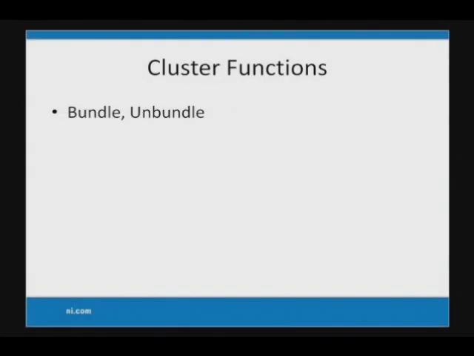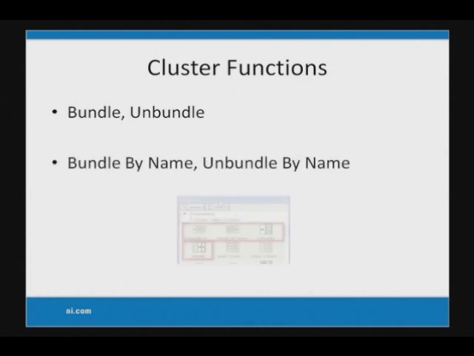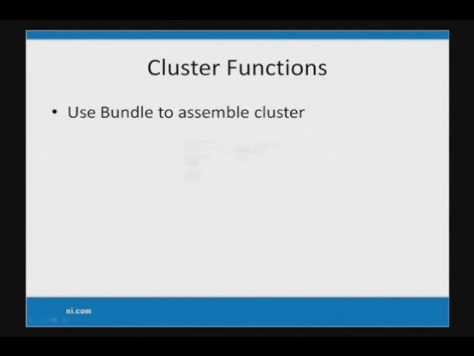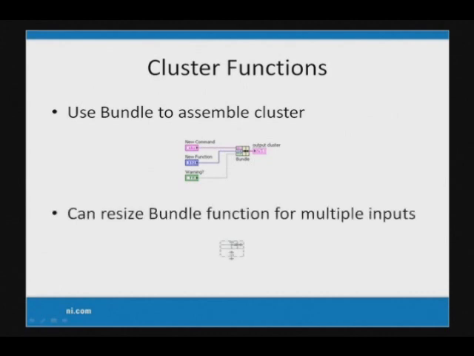We will now discuss four main cluster functions that are often used to manipulate clusters. These are the bundle, unbundle, bundle by name, and unbundle by name functions. Use the bundle function to assemble a cluster from individual elements. To wire elements into the bundle function, use your mouse to resize the function or right-click on the function and select Add Input from the shortcut menu.